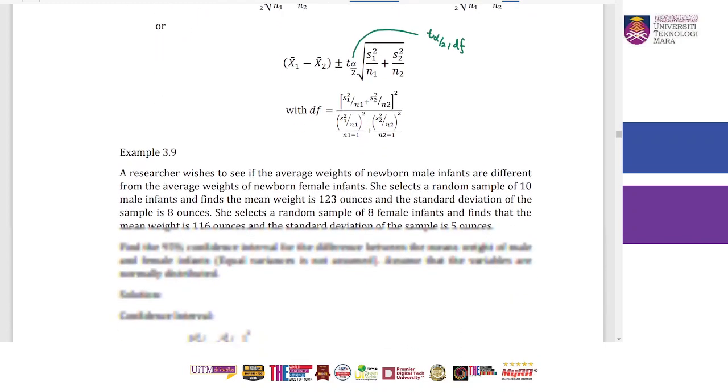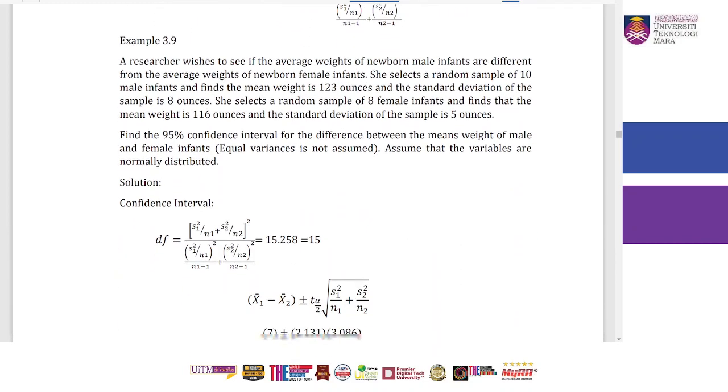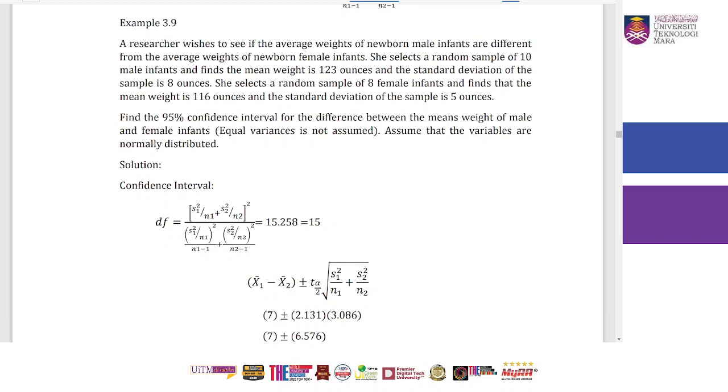So in this case, let us look at one example of how the calculation is done. It says here a researcher wishes to see if the average weight of newborn male infants is different from the average weight of newborn female infants. Okay, they want to see the difference. Is there a difference in weight between newborn baby boys and newborn baby girls? Here they select a random sample of 10 male infants and obtain a mean weight of 123 ounces. And the standard deviation is given as 8 ounces.